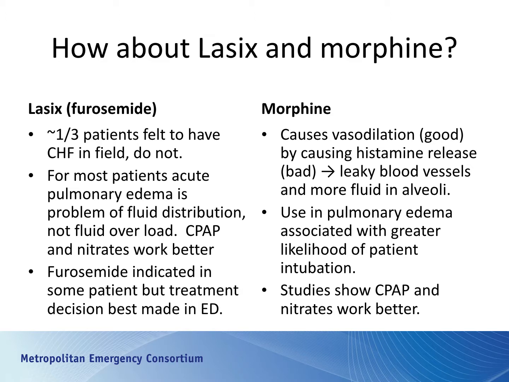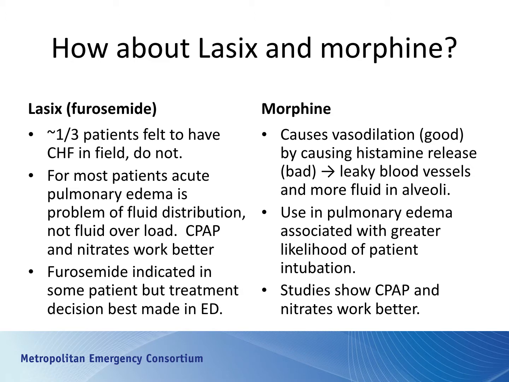Studies have shown that morphine is associated with increased likelihood of a patient being intubated if they were given morphine for pulmonary edema, and studies have also shown that CPAP and nitrates work better than morphine. So the bottom line for morphine is it's bad. It shouldn't be used for patients in CHF. The American Heart Association has removed morphine from its guidelines for management of CHF.